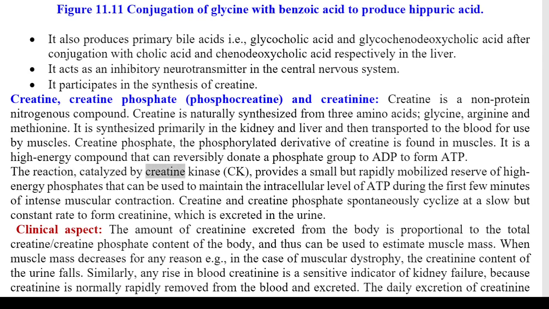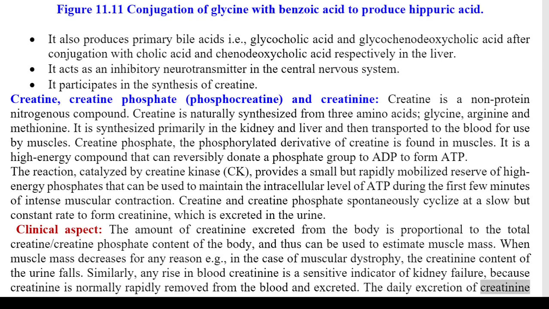The reaction, catalyzed by creatine kinase, CK, provides a small but rapidly mobilized reserve of high-energy phosphates that can be used to maintain the intracellular level of ATP during the first few minutes of intense muscular contraction. Creatine and creatine phosphate spontaneously cyclize at a slow but constant rate to form creatinine, which is excreted in the urine. Clinical aspect: the amount of creatinine excreted from the body is proportional to the total creatine/creatine phosphate content of the body, and thus can be used to estimate muscle mass. When muscle mass decreases for any reason, for example in muscular dystrophy, the creatinine content of the urine falls. Similarly, any rise in blood creatinine is a sensitive indicator of kidney failure, because creatinine is normally rapidly removed from the blood and excreted.